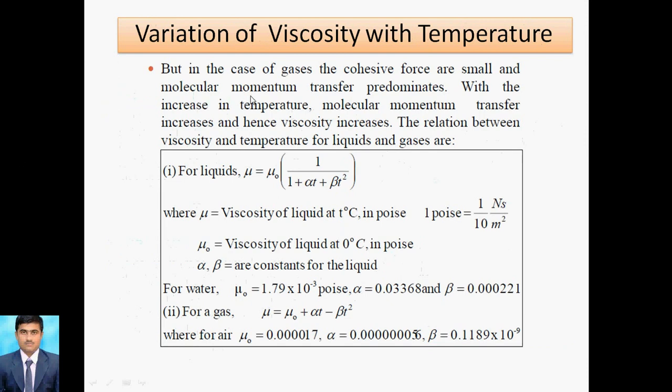Now next, the variation of viscosity with temperature. Whenever you heat the gases, it can predominate the molecular transfer, and the temperature increases, so viscosity increases. So these are the relations for liquids and gases. Here the relation is mu is equal to mu naught upon 1 plus alpha t plus beta t square. So this is the relation for liquids, and for gases mu is equal to mu naught plus alpha t minus beta t square. So this is the relation between temperature and viscosity for gases.